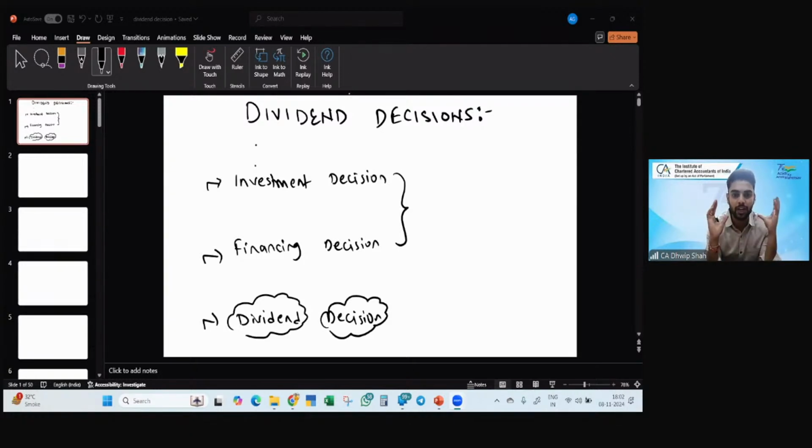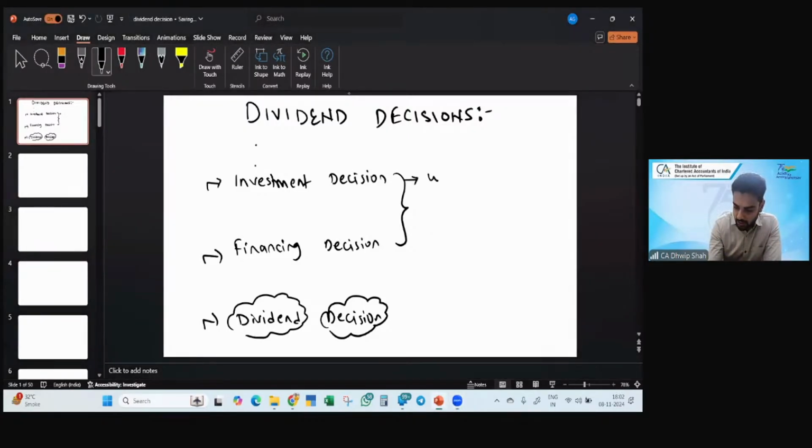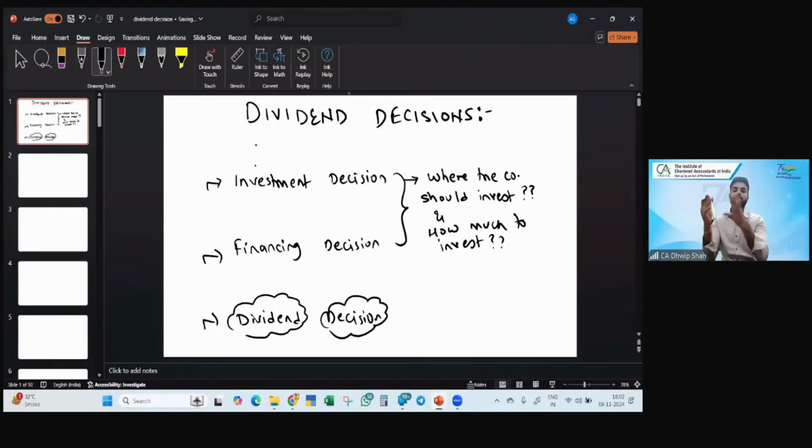What was the ultimate objective of investment decision? It answers two questions: where the company should invest, and how much to invest. This was done under investment decision. Where the company should make investment, under which project the company should invest its funds, and how much funds should be invested in that project. So this was covered under investment decision.